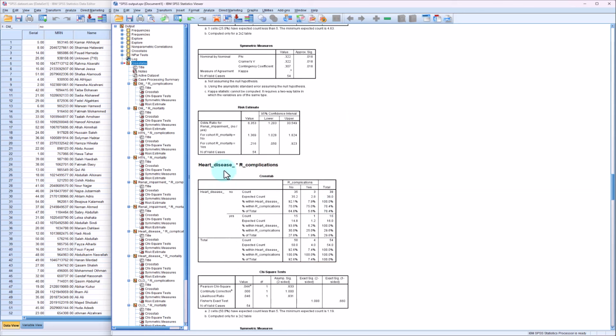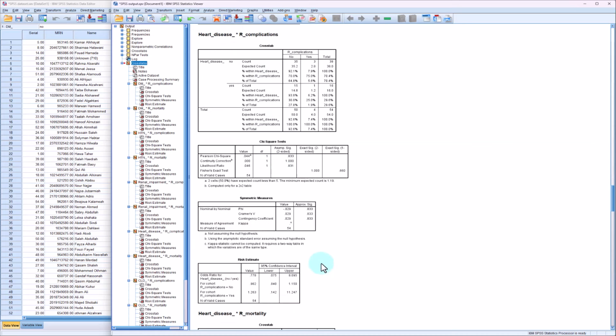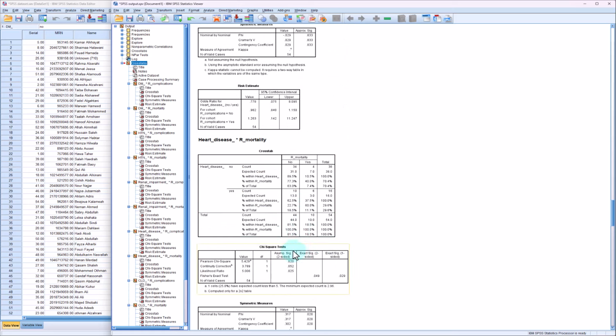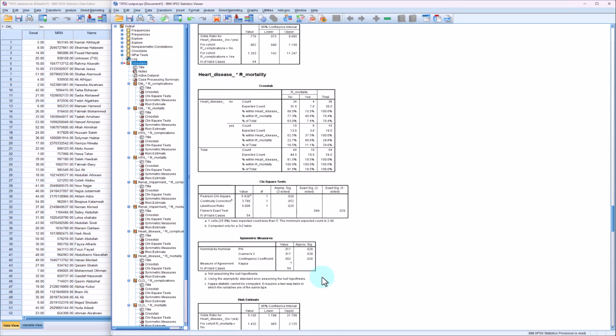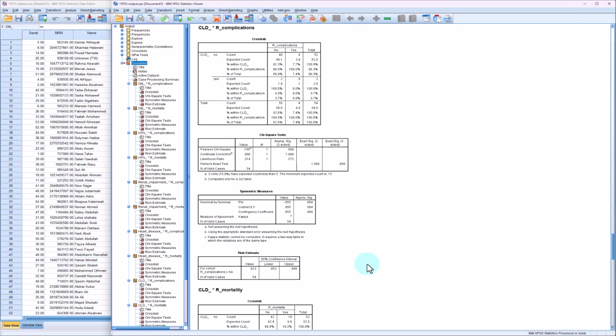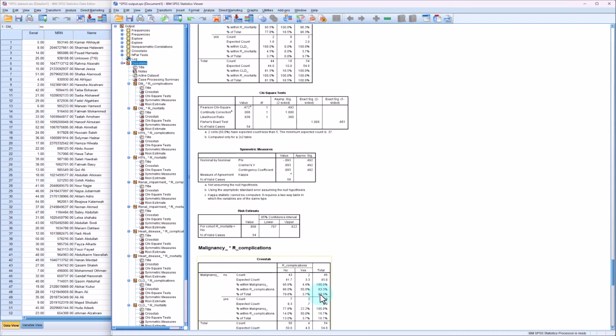Again, heart disease and complications were not statistically significantly associated. The heart disease and mortality was again significantly associated. So renal disease and heart disease are significantly associated with mortality. CLD and complication, not associated. CLD and mortality, not associated.